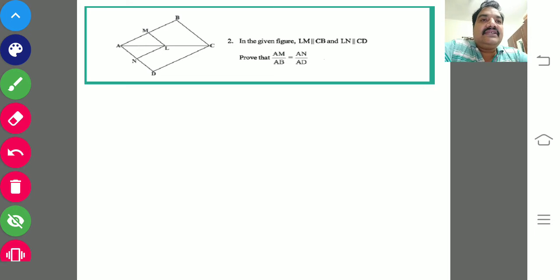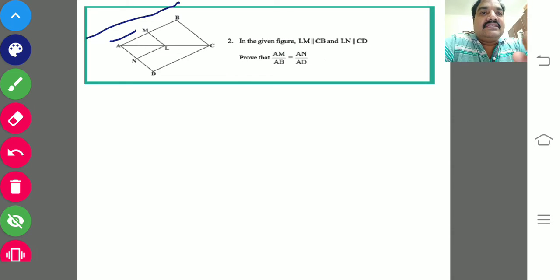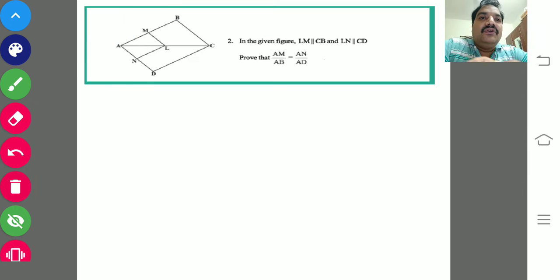Yes, this is the question. In the figure, LM is parallel to CB. Yes, these two are parallel. We could easily identify that from the picture also. And LN is parallel to CD. Yes, these two are also parallel. So what we are going to prove is AM by AB equals AN by AD. Yeah, that we are going to prove.